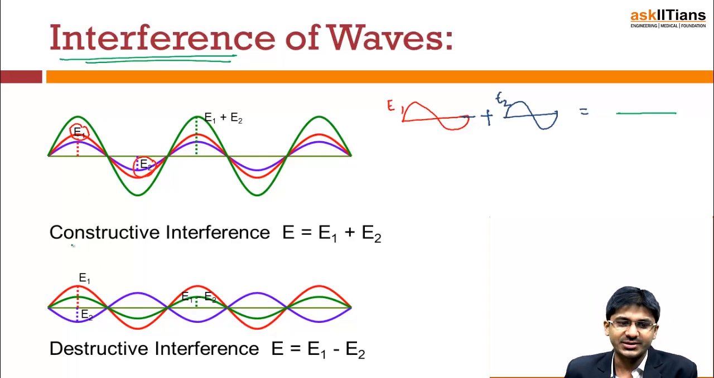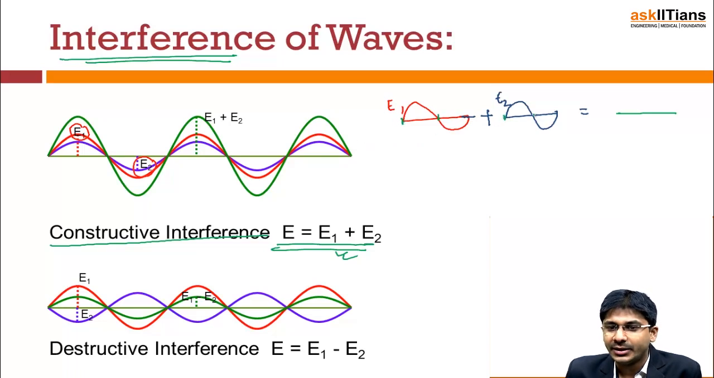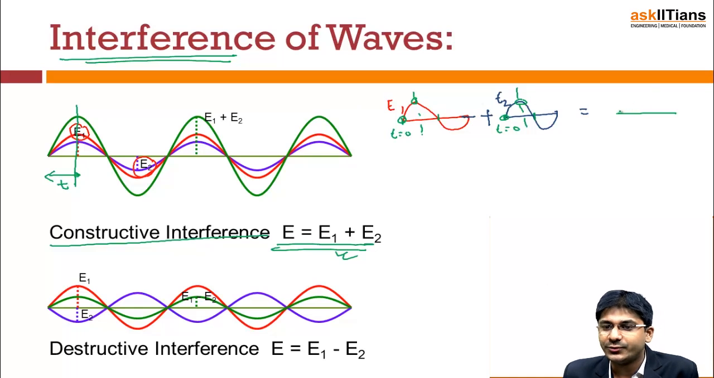Now what is constructive interference theoretically? This is what we have to do: E1 plus E2. Constructive interference will happen when both are in the same phase. What this means is that at the same time t equal to 0, this wave is here, and this is also here. After some time, if you see here, both are reaching maximum at the same point of time, suppose t. At time t, both have reached the same point, so they will add up, right? So it will grow like this.